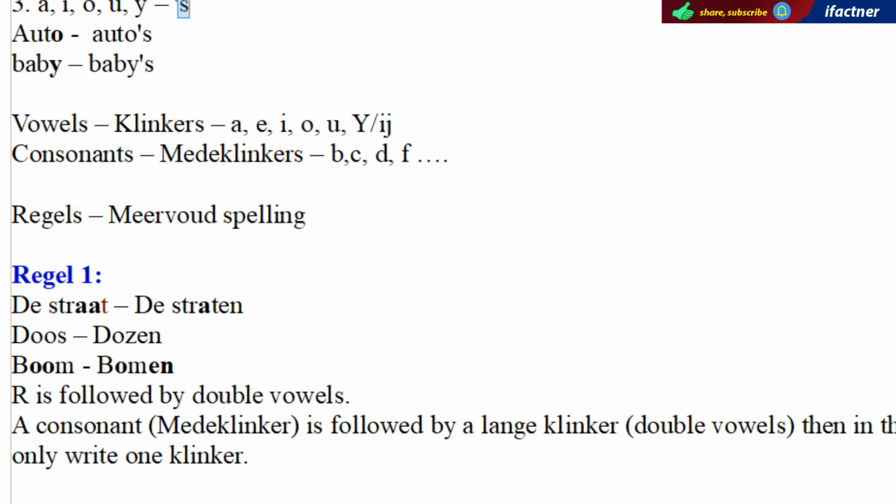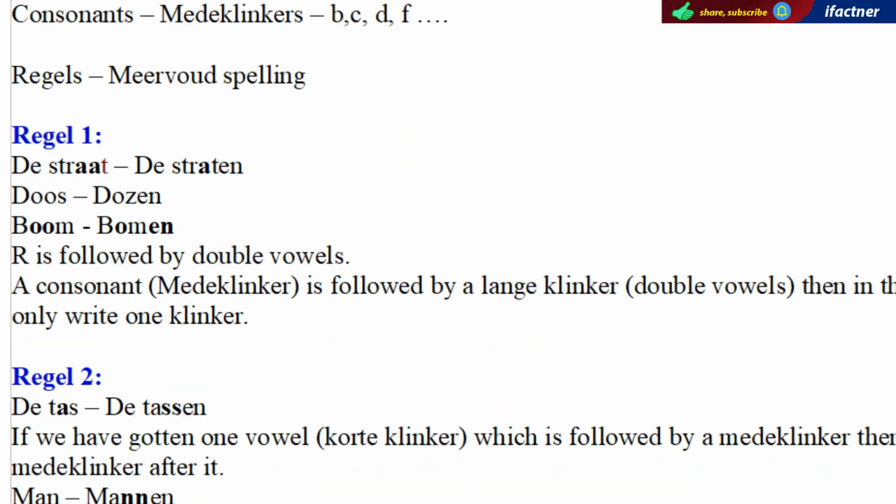Let's revise that vowels are called klinkers in Dutch, and those are a, e, o, u, and i or ij. And consonants are called medeklinkers. They are be, se, de, f, ha, etc. Now, let's discuss the regels or the rules for the spelling of the Meervoud.